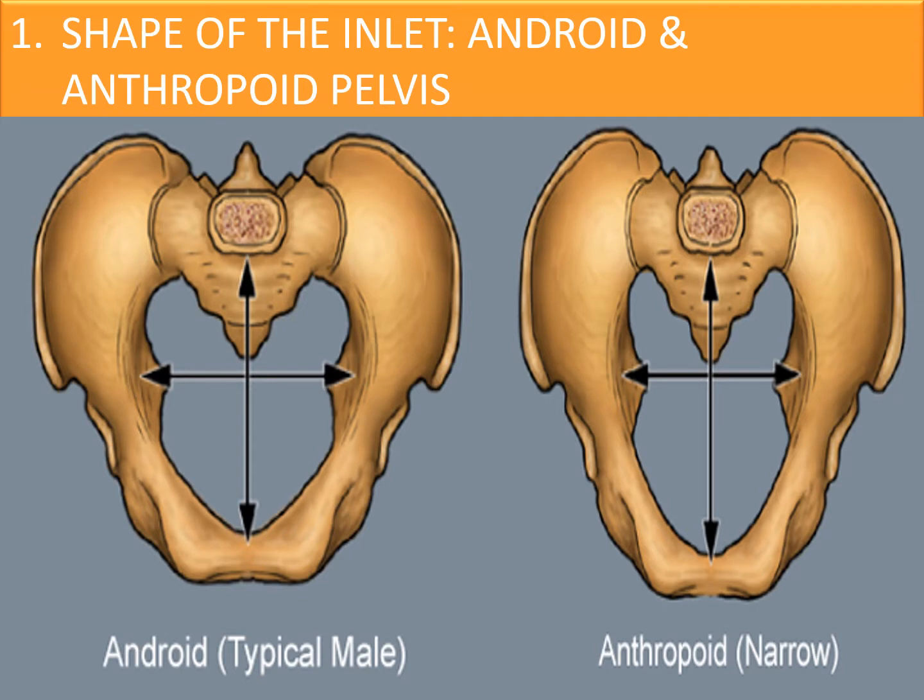First one is shape of the inlet or shape of the pelvis. Android pelvis and anthropoid pelvis. Android pelvis, we know that it is the typical male pelvis. Its diameters are low. Anthropoid pelvis also, you can see the picture here. It's a narrow pelvis. The diameters are narrow, especially it is very narrow towards the anterior portion. See here. So when the baby is coming downward, usually it may go towards the backward. Here it is a little broader, so that may occupy the posterior position.